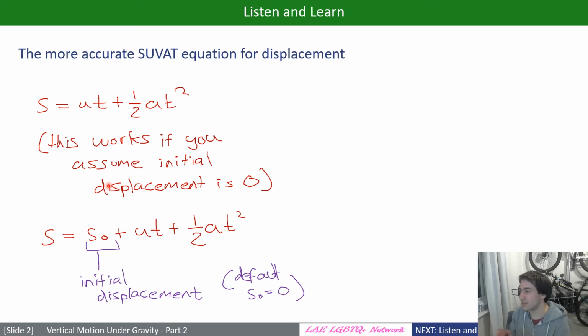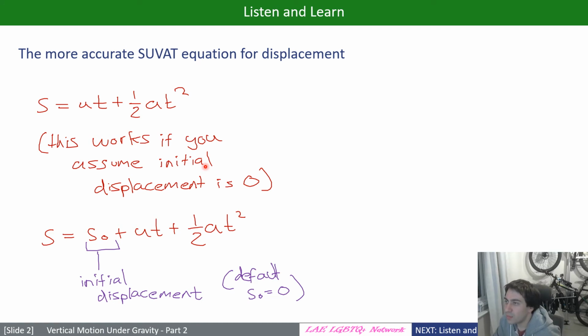So the convention is not consistent, but don't worry about that, as long as you can understand that u is the initial version of v, s0 is the initial version of s. But because the initial velocity tends to not be 0, we give it its own letter, and the initial displacement, very often it is 0, so it's just not bothered giving its own letter. But technically, that's where it would go.